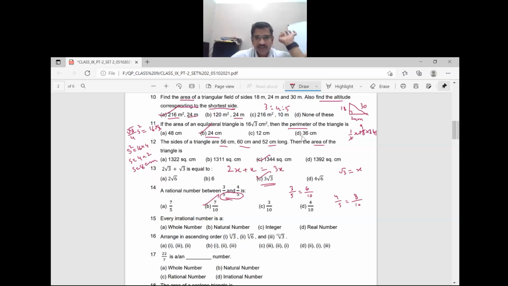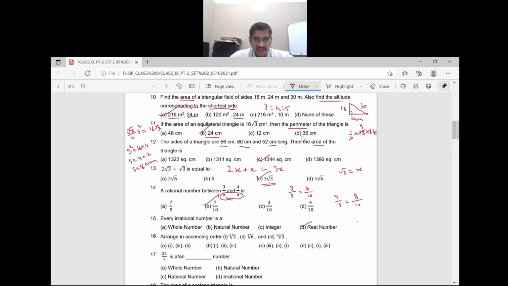Next, question number 15. Every irrational number is a real number. Okay, some children went wrong, but remember, the real numbers are divided into rational and irrational. So every irrational number is a real number. Every irrational number cannot be a whole number, natural number or integer.